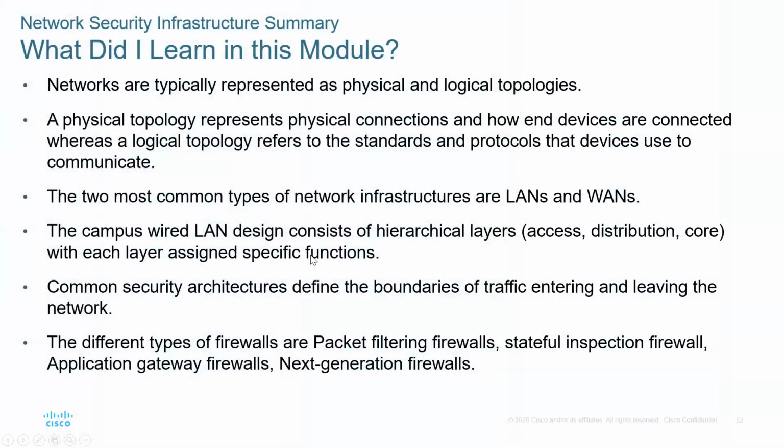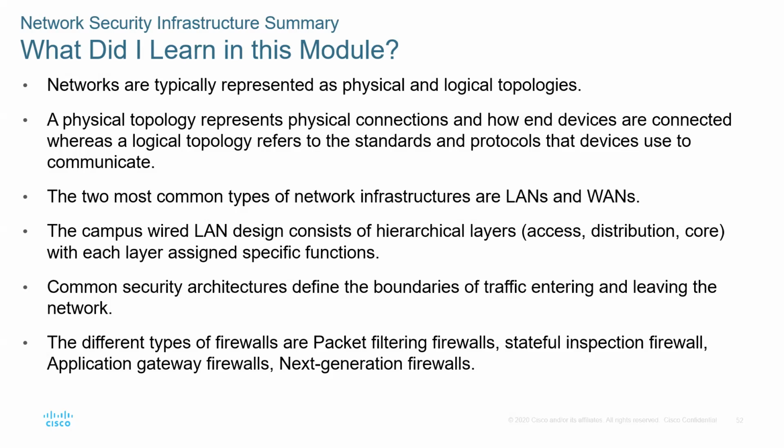All right, so to review everything that we covered, networks are going to be typically represented as either physical or logical topologies. A physical topology is going to represent the physical connections and how end devices are connected, whereas a logical topology is going to focus on the standards and the protocols, IP addresses, that kind of thing that are on the devices themselves. The two most common types of network infrastructures are going to be LANs and WANs. The campus wired LAN design is going to consist of an access, distribution, and core. However, that can be collapsed down from the distribution and core sections.